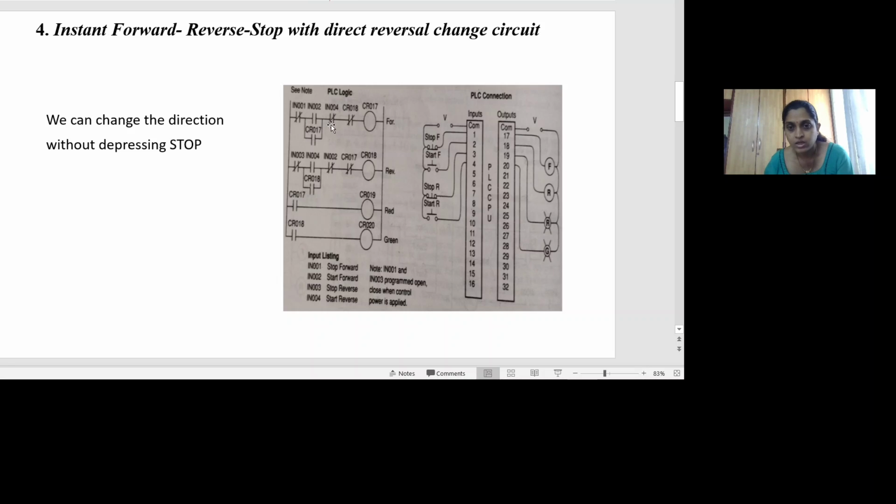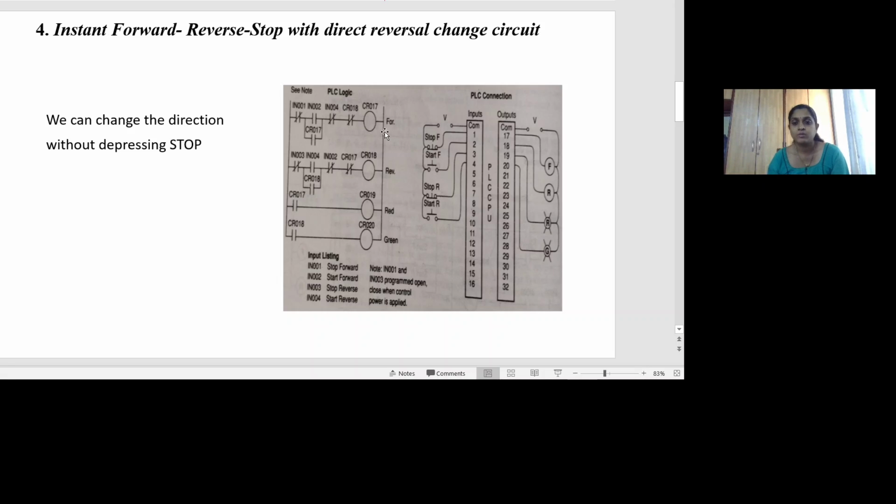So there is a closed path between the two power rails, through IN001, IN002, IN004, and CR18. Therefore, a path is established between the two power rails in the first rung. Hence, there will be output at the coil CR17. Since the forward drive of the motor is connected to this output coil, your motor starts running in the forward direction. So it has started running in forward direction.